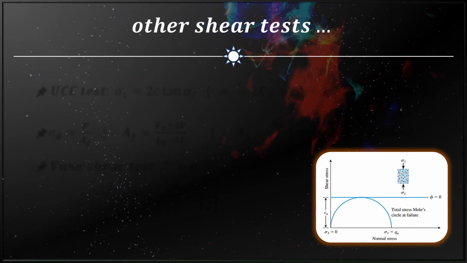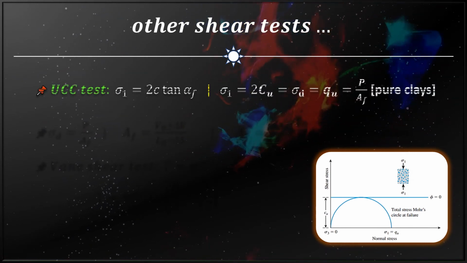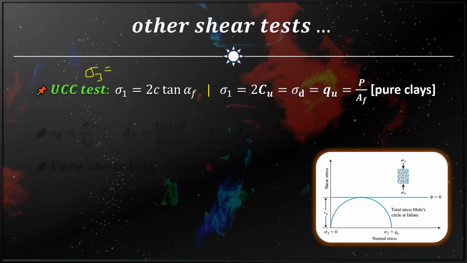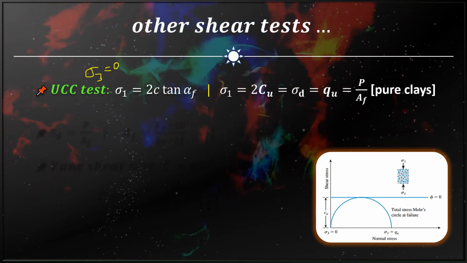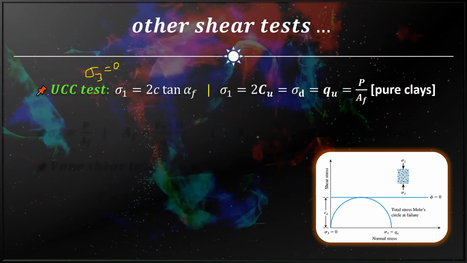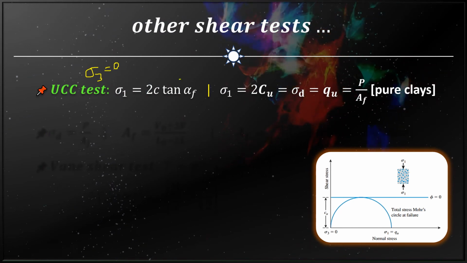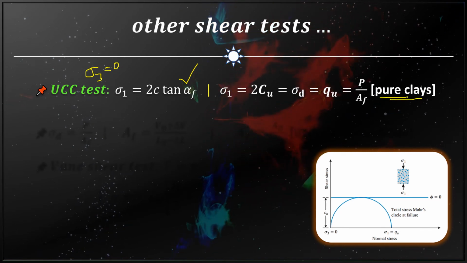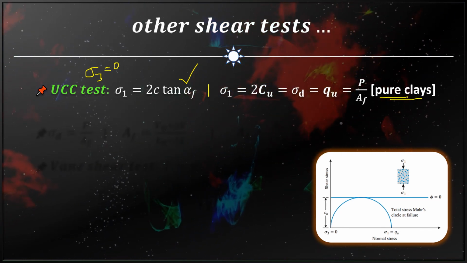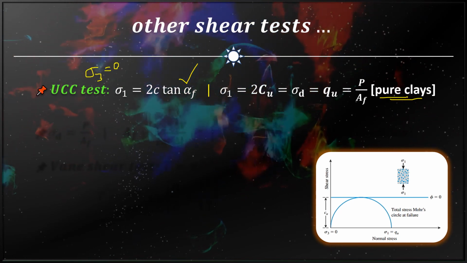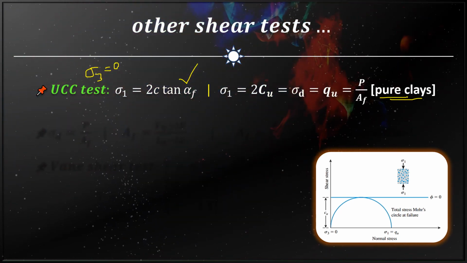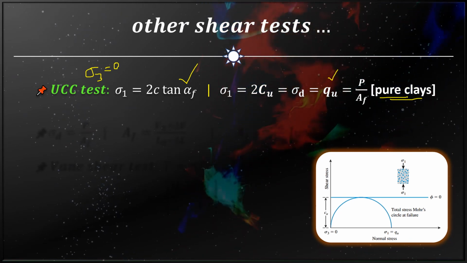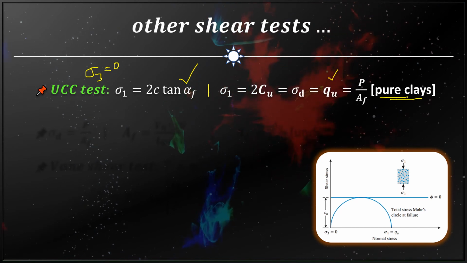And now we shall see some other tests like UCC test and vane shear test. So in case of UCC test, that is unconfined compression test, sigma 3 is 0 because it is unconfined, no confining pressure is there. So that's why sigma 1 is equal to 2c tan (45 plus phi by 2). This is the plastic equilibrium condition in case of UCC test. And in case of pure clays, how is sigma 1 related? Sigma 1 is equal to twice the undrained cohesion, that will be equal to deviatoric stress, and that is equal to QU, undrained shear strength, that is QU, equal to P by area of failure.